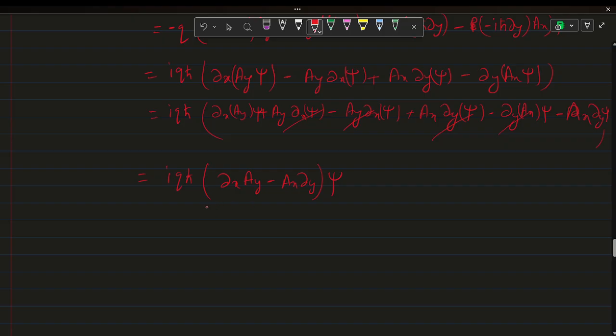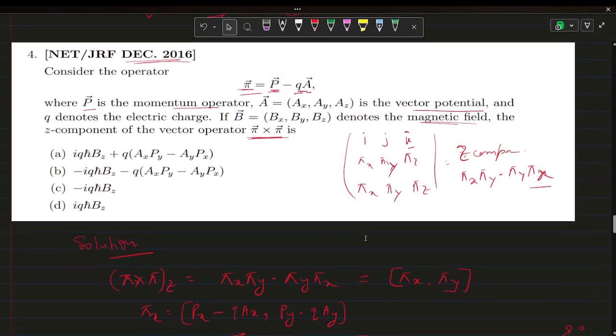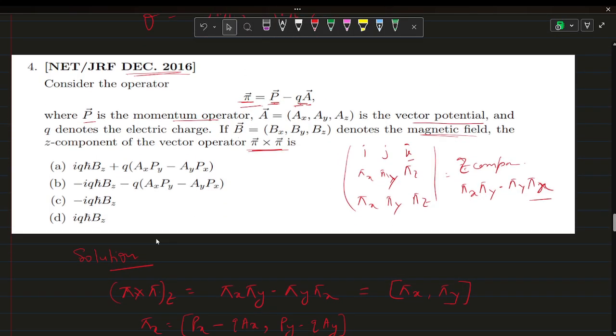So this is the z component of B. So what is B? Magnetic field B is equal to del cross A. So this is the z component of magnetic field B. This is Bz. So we can write I q h cut Bz psi. So this is the solution. Let's look at the solution here. D. D is the solution.